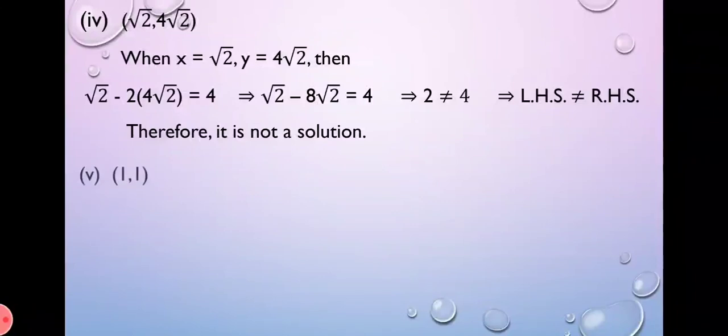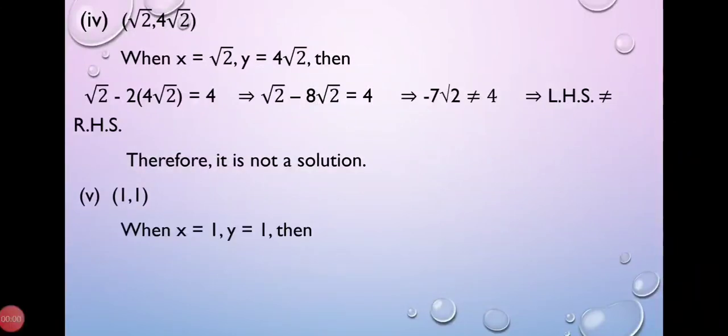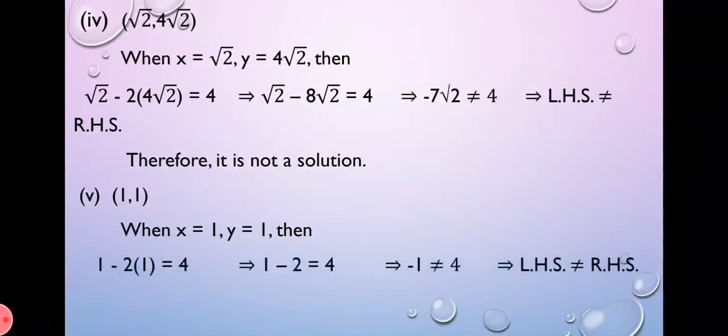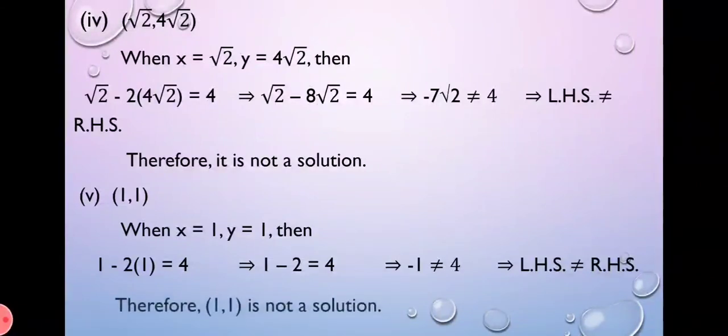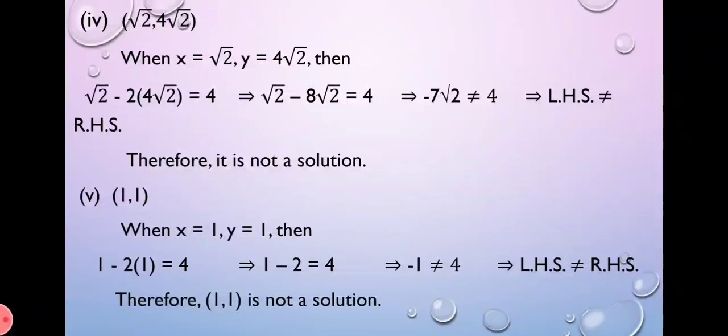Next, number 5, (1, 1). Here when x equal to 1, y equal to 1, putting the values of x and y in the given linear equation, we have 1 minus 2 into 1 equal to 4. Solving further, we get 1 minus 2 equal to 4, that is minus 1, which is not equal to 4. Again left hand side is not equal to right hand side, therefore (1, 1) is also not a solution of the given linear equation.